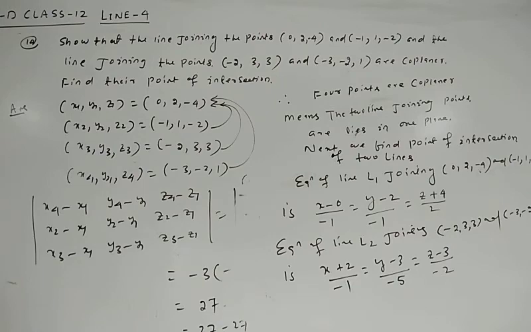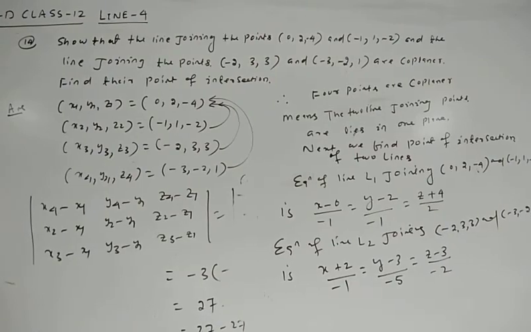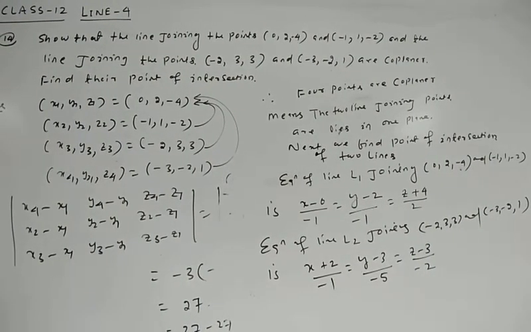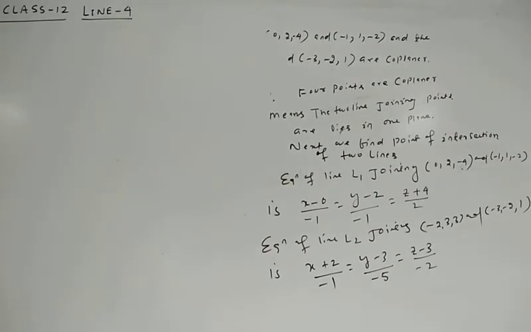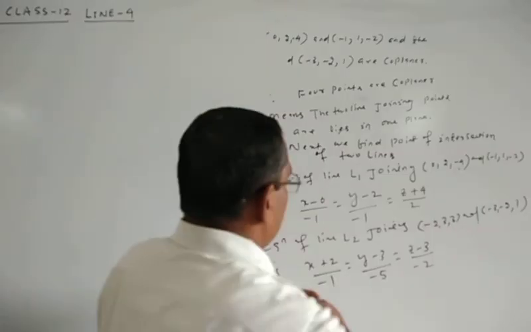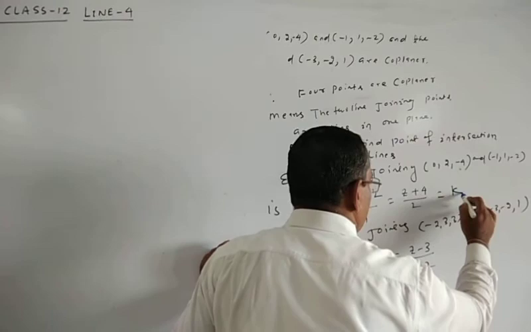Now find the point of intersection. Okay, so how to find the point of intersection? You have to take any point on the first line. So first we take any point on the first line L1, and set the ratio equal to k.